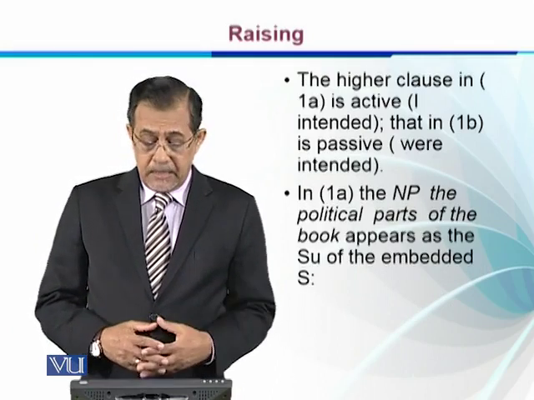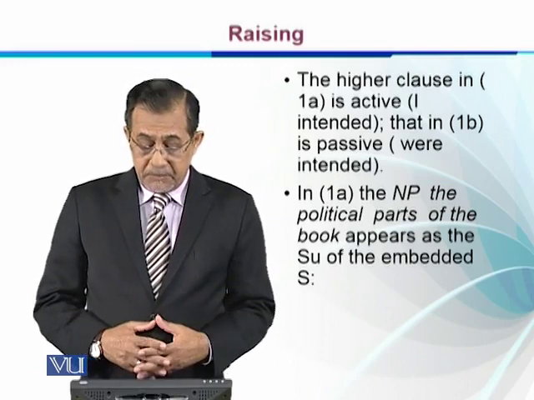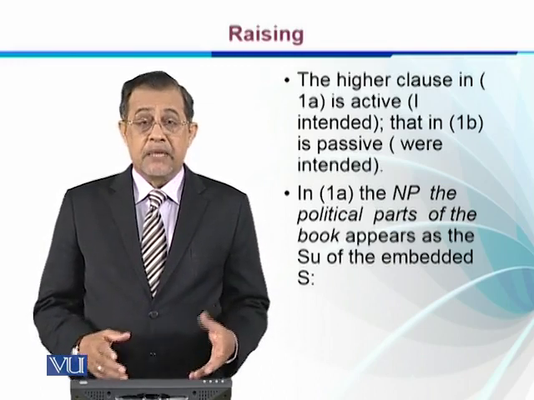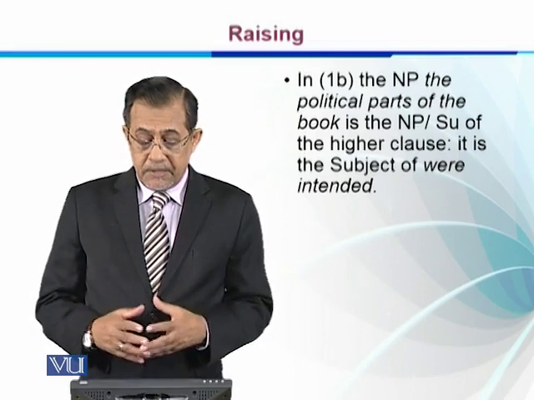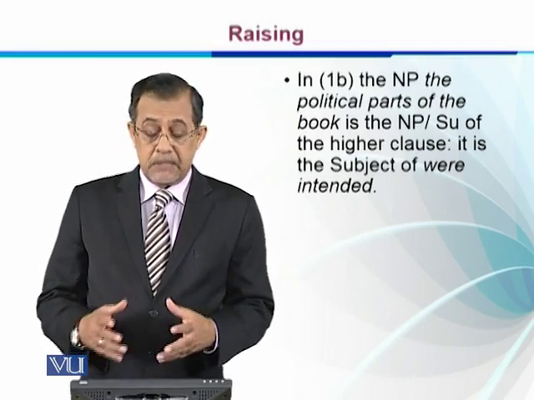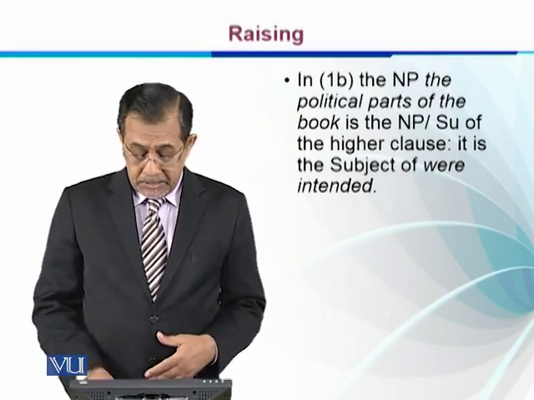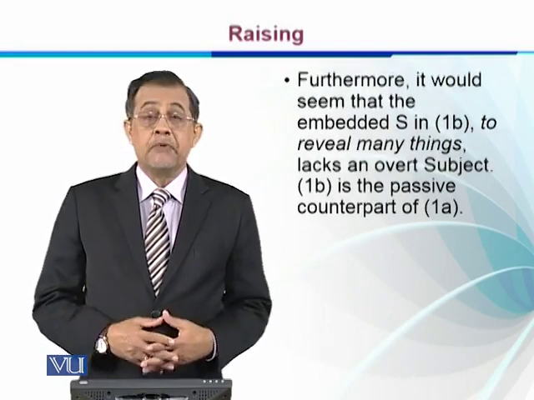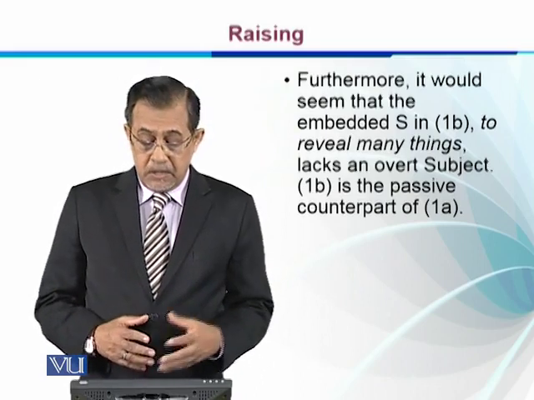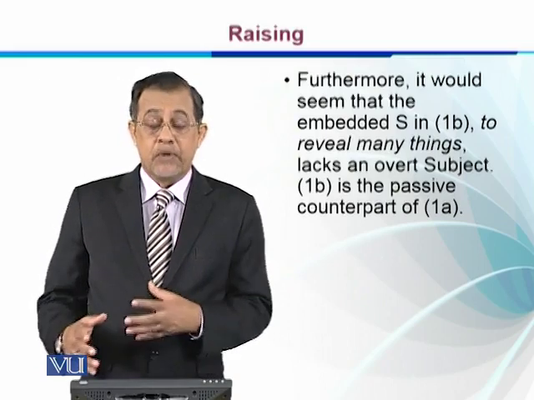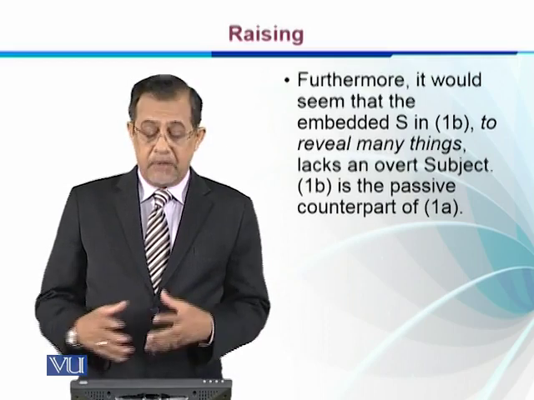In 1A, the NP, the political parts of the book, appears as the subject of the embedded sentence. In 1B, the noun phrase, the political parts of the book, is the subject of the higher clause. It is the subject of were intended. Furthermore, it would be seen that the embedded S in 1B, to reveal many things, lacks an overt subject, and 1B is the passive counterpart of 1A.